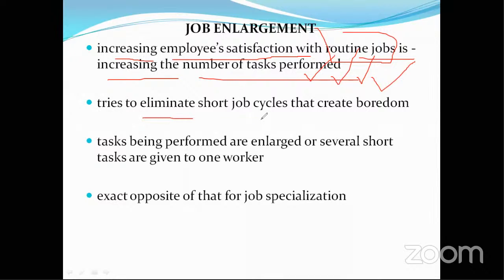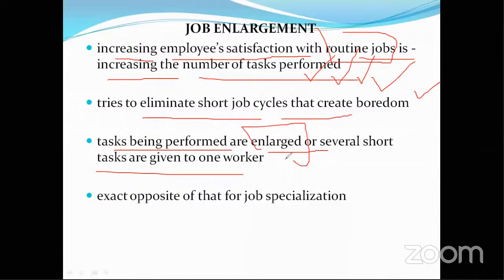It tries to eliminate short job cycles that create boredom. The same day, same bus driving or same car driving or same van driving, this will be eliminated. Boredom will be eliminated. So tasks being performed are enlarged or several short tasks are given to one worker. So whatever tasks that a person has to perform, they are enlarged, means they are increased. See, same driver, he is asked to do multiple jobs. So that is enlargement. Okay, or several short tasks are given to one worker. So small tasks, if they are all assigned to a single worker, that is also known as job enlargement.